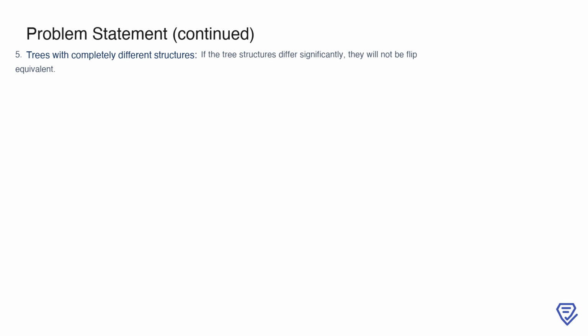If both trees are empty, the result is always true. However, if one tree is empty and the other is not, the result is always false. For trees with only one node each, they are flip equivalent as long as the nodes have the same value. In more complex cases, with large trees requiring many flips, it's crucial for the algorithm to handle these efficiently. Another scenario involves trees with completely different structures. If the structures don't align even after considering flips, they cannot be flip equivalent. Keeping these cases in mind will help ensure a robust solution to the problem.